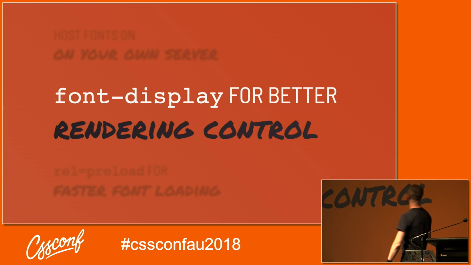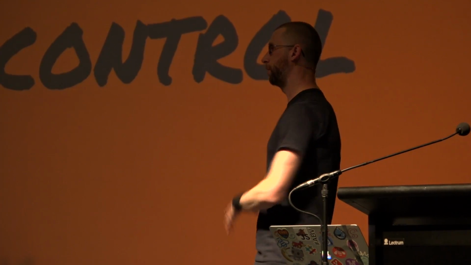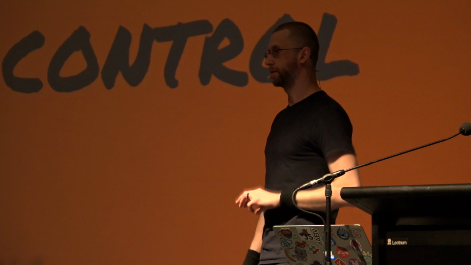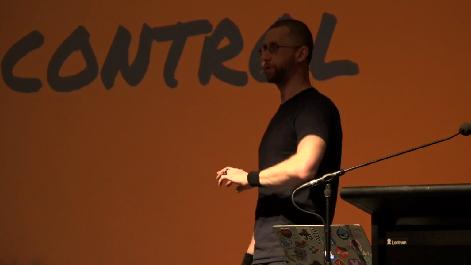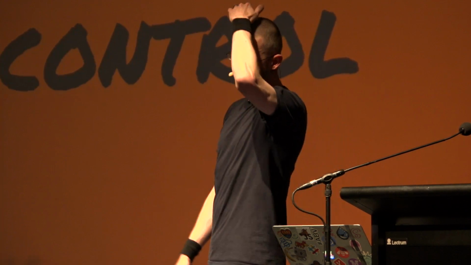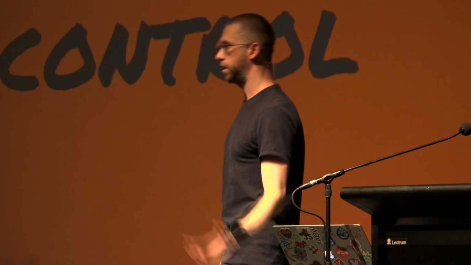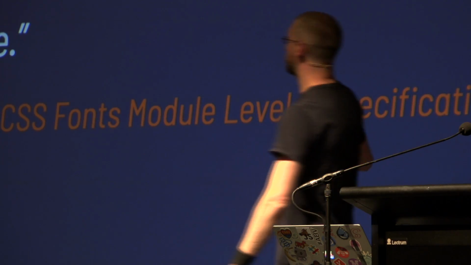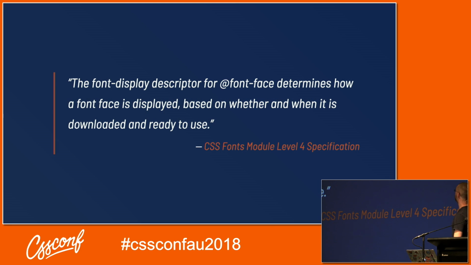Next, we're going to talk about font display for better rendering control. I love font display. I wrote an article about this. What I like about it is it's the easiest possible way to change how the browser renders fonts, or to override browser default behavior, because we have the font loading API, which is great, but it's JavaScript, and sometimes JavaScript breaks. This is CSS, and it's one line of CSS, and it's really super duper simple. Now, the spec says that the font display descriptor for a font face determines how a font face is displayed based on whether and when it is downloaded and ready to use.